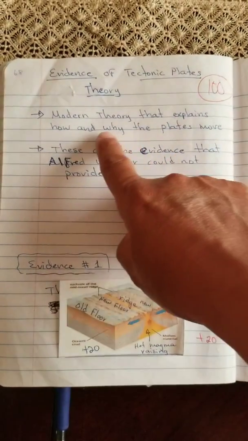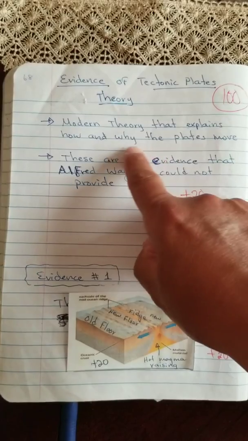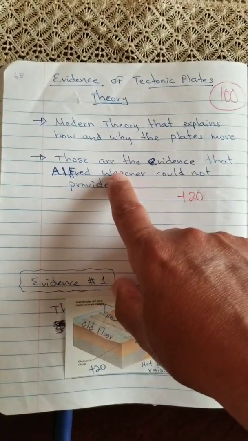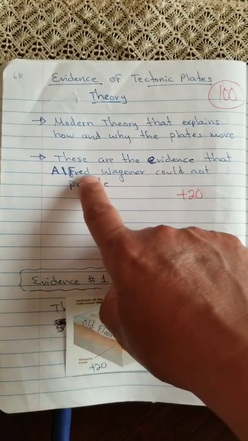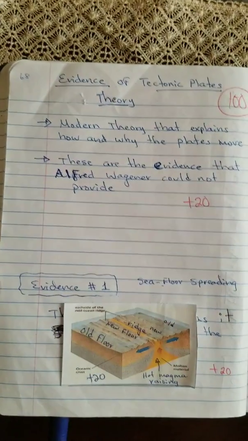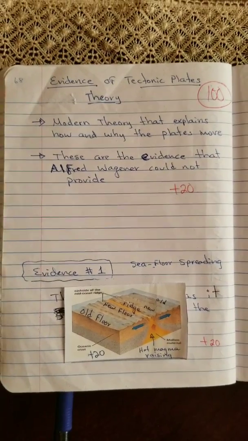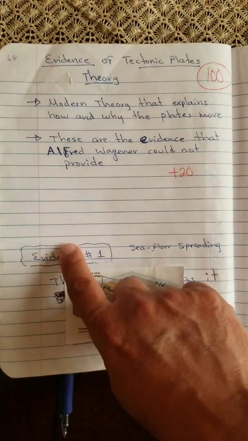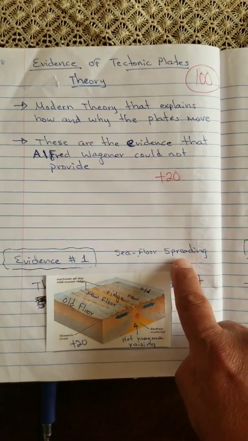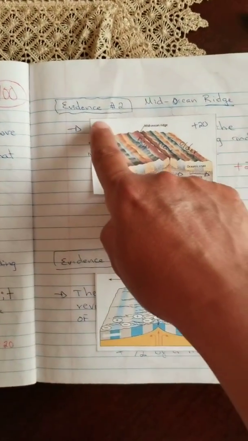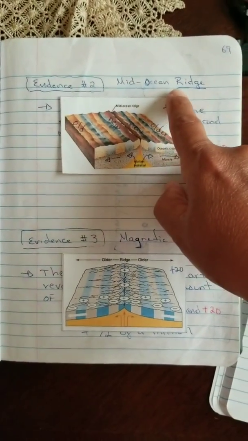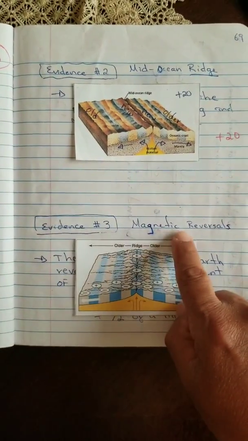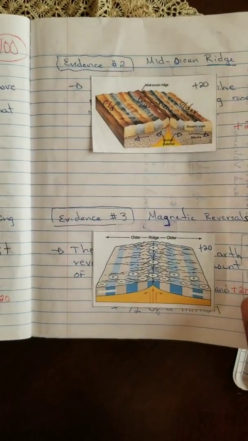Just to start over here, this is the modern theory that explains how and why the plates are moving. Also, this is the evidence that Alfred Wegener was eager to find and he couldn't, so therefore his theory was rejected. So this is evidence number one, we have the seafloor spreading. Evidence number two, on the other page, we have the mid-ocean ridge. And then evidence number three, we have the magnetic reversals.